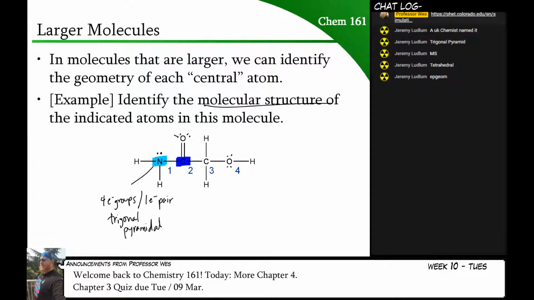And if I look at this second one here, this carbon number 2, there are 3 electron groups, of which 0 are electron pairs. So this would be trigonal planar. This carbon number 3, 4 electron groups, none of which are electron pairs. So this would be tetrahedral. And then this last one would be bent because 4 electron domains, but 2 are electron pairs.